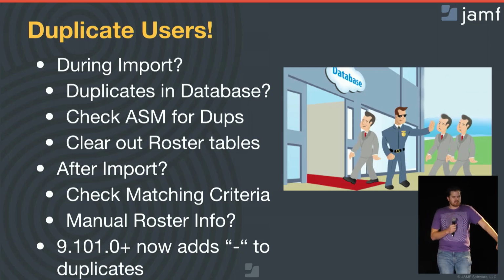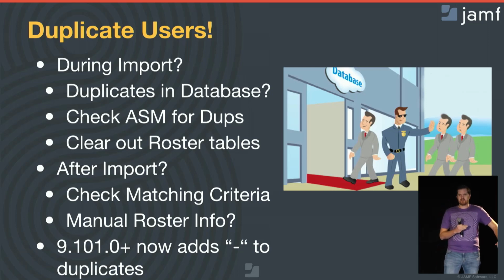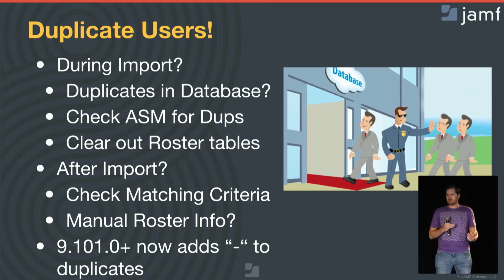So the main thing is to check when you are getting these duplicate users. During your import steps, you have that review screen. You should be going through that review screen to see if you have anything that doesn't look normal coming from Apple School Manager. If you have duplicate users during that import, one of the things is that you could have duplicates in the database. We'll go over that on the next slide.